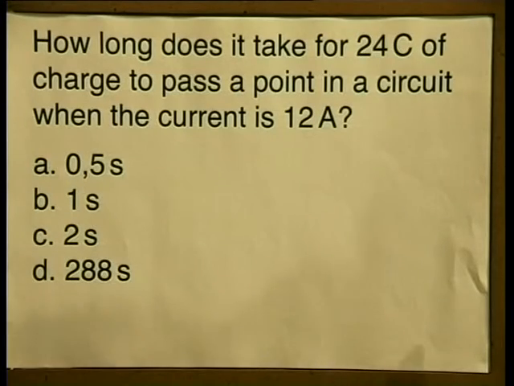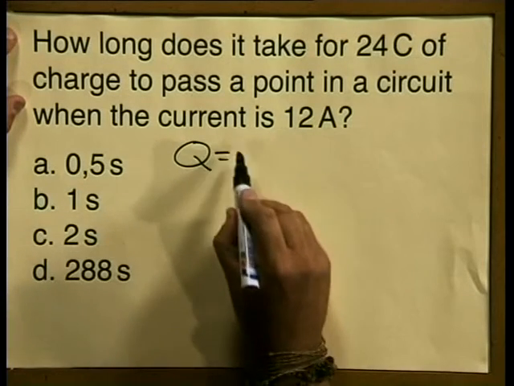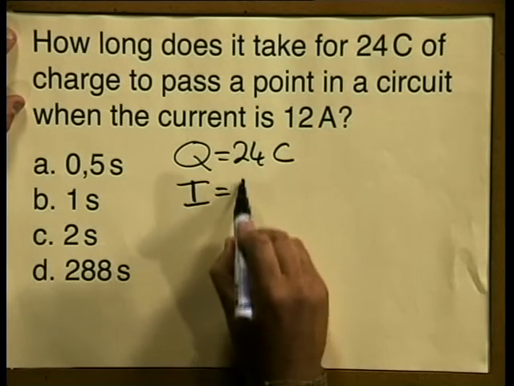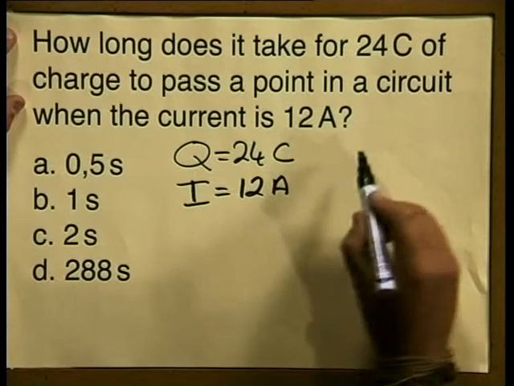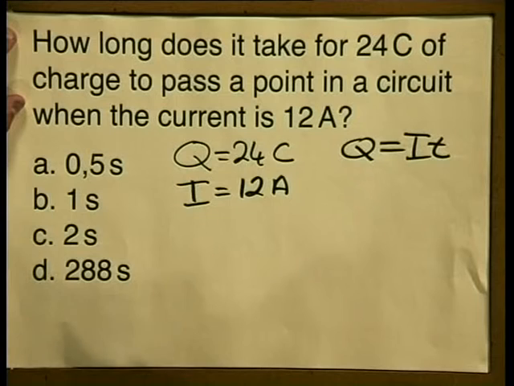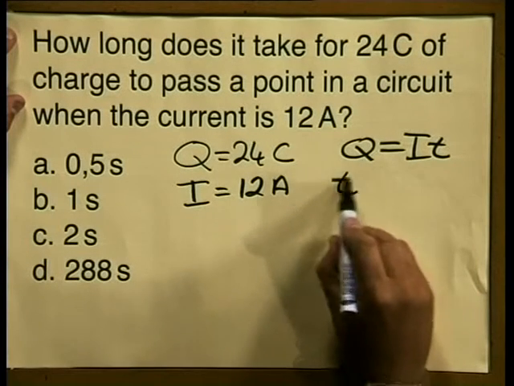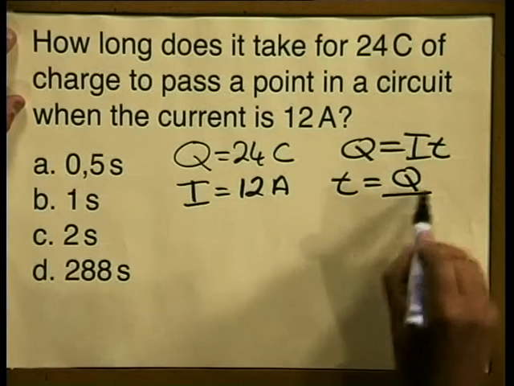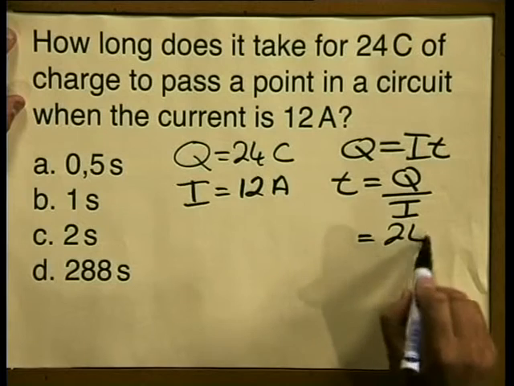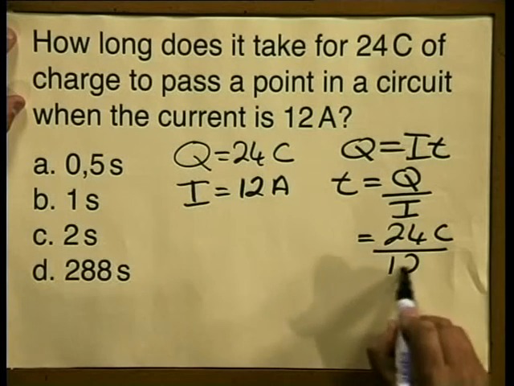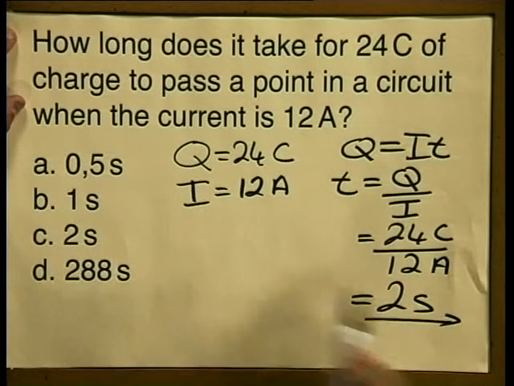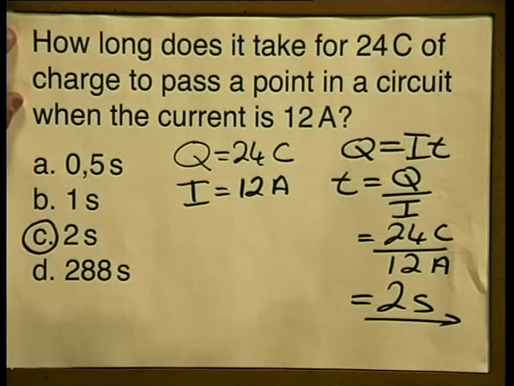Again, I'll write down my information. Q, my charge, is equal to 24 coulombs. The current I is equal to 12 amperes. Writing down my equation, Q is equal to I times T, I will now make T the subject of the formula, so T is equal to Q, the charge, divided by I, the current. Substitute in 24 coulombs divided by 12 amperes gives us an answer of 2 seconds, which corresponds nicely with option C.